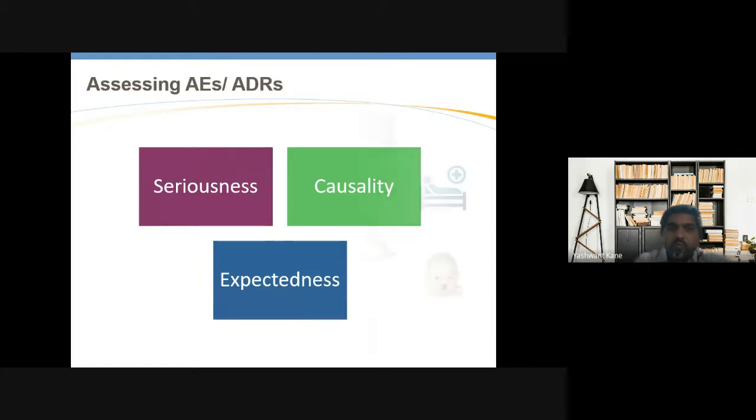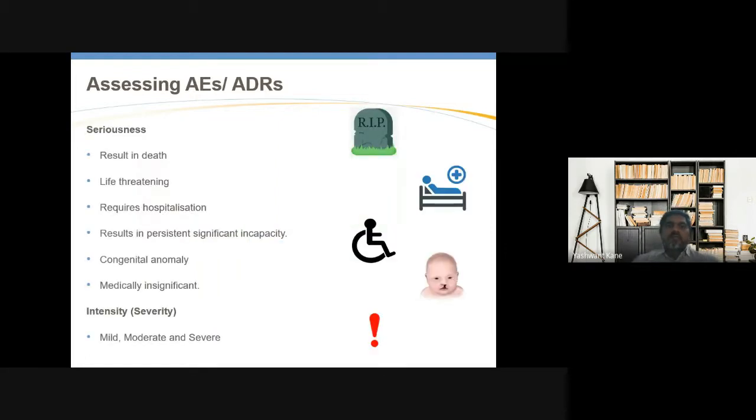Moving on to the seriousness criteria. What are the seriousness criteria? Death, life-threatening, if the patient requires hospitalization, or if it results in persistent or significant incapacity, congenital anomaly, and medically significant.